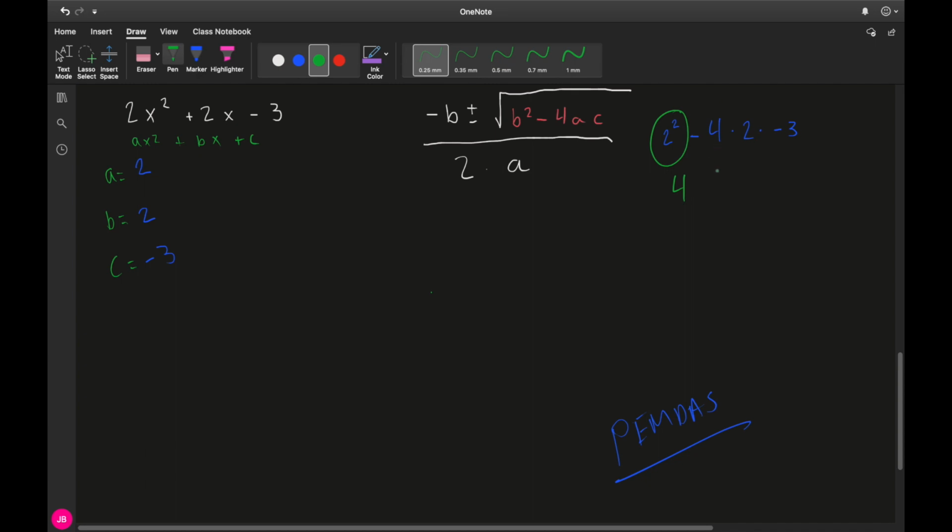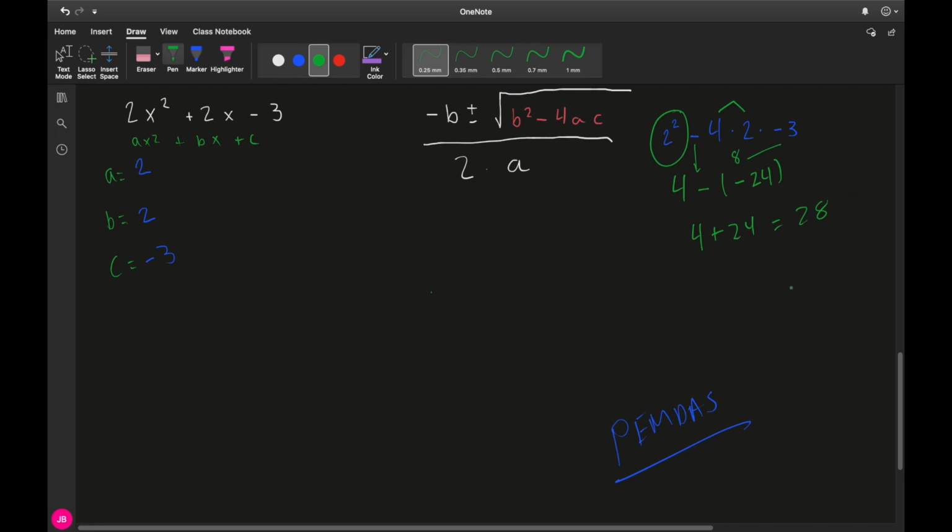And then the next thing we do is multiplication. Multiplication or division, we go in order of what we have. So we have 4 times 2, which is going to give me 8, and then 8 times a negative 3. So we have 4 minus, I just brought that negative down, and then 8 times negative 3 gives me a negative 24. So what I have is 4 minus a negative 24. Minus a negative, we'll make this a positive. So I have 4 plus 24, which gives me 28 as my discriminant.